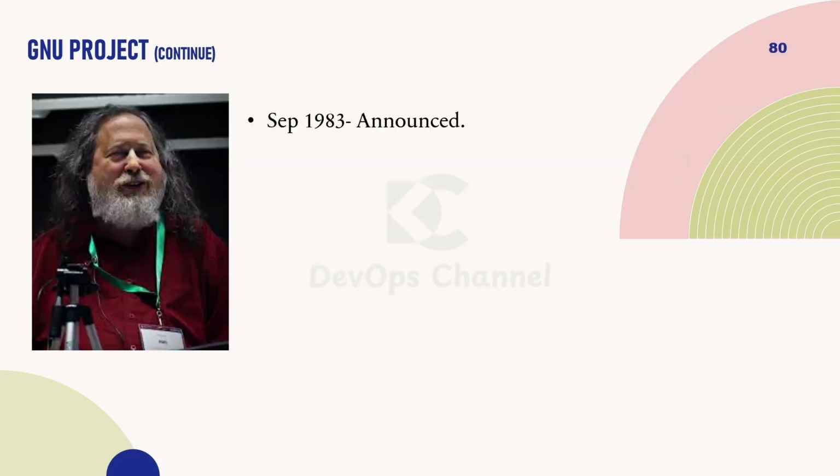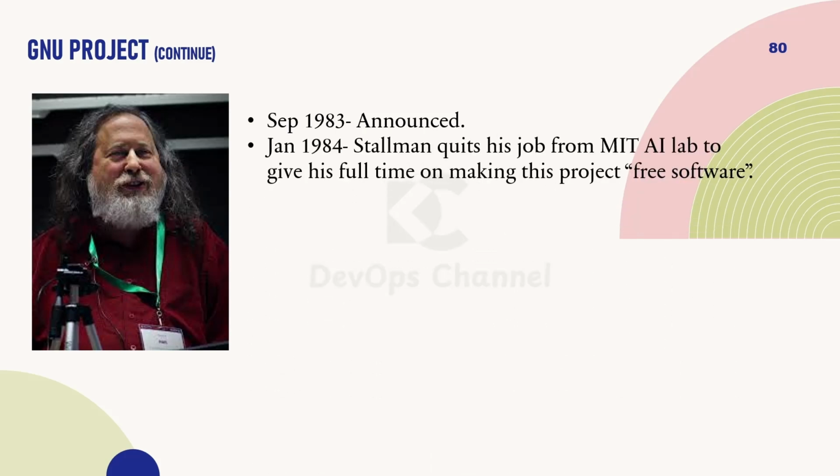So how was the GNU project created? It was announced by Richard Stallman and his group in September 1983. They started working on it, and in January 1984 Stallman quit his job at the MIT AI Lab to give his full time to making this project full of free software, and he did it well. GNU is typically used with the Linux kernel. So how was that done?